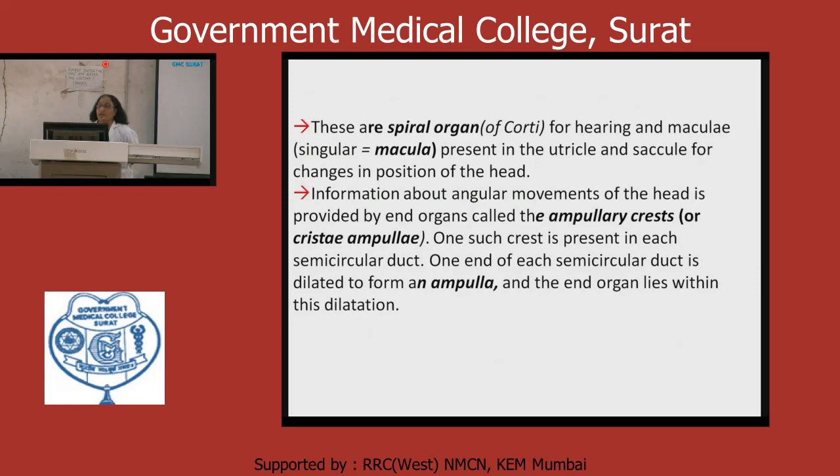So we have discussed the two functions performed by the inner ear cavity. Number one, hearing, performed by the spiral organ of Corti. And the maculae, singular macula, which we'll discuss later on, are present in the utricle and the saccule for changes in the position of the head. So hearing is performed by the spiral organ of Corti, and position of the head by the utricle and saccule, which are the otolith organs. We'll discuss them later on.